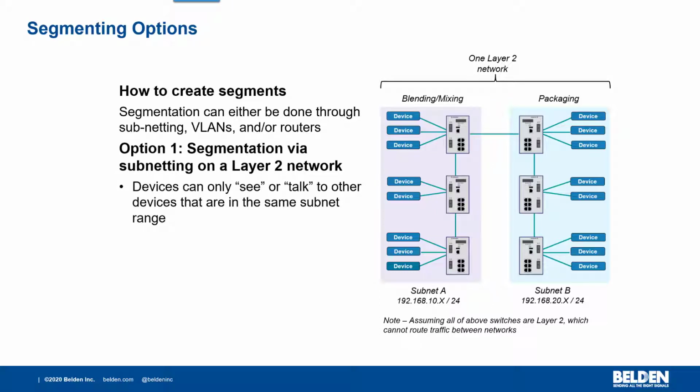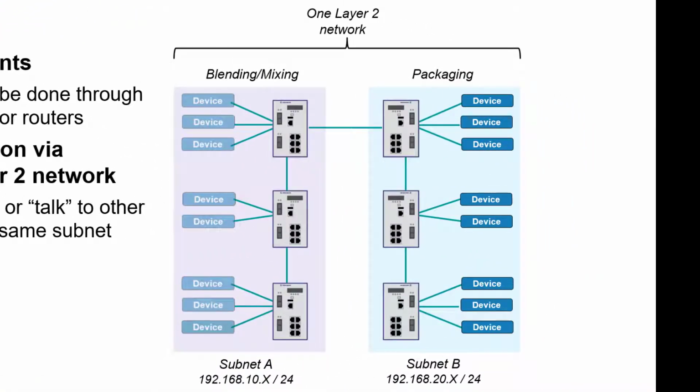Looking at option 1, segmenting via the use of subnetting, is effectively the use of IP addresses and their inability of communicating across subnets, meaning that devices only communicate to other devices in their same subnet. In our example on the right, only devices in subnet A, all those in the .10 subnet, can communicate amongst each other. And despite being in the same physical layer 2 network, they cannot communicate with devices in subnet B, or the .20 subnet.